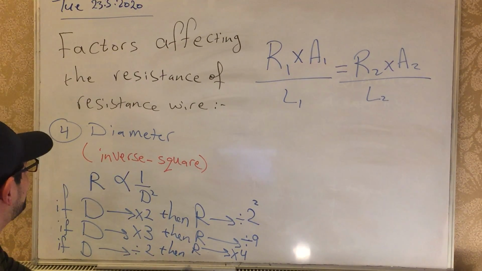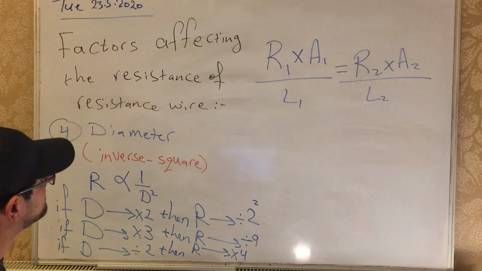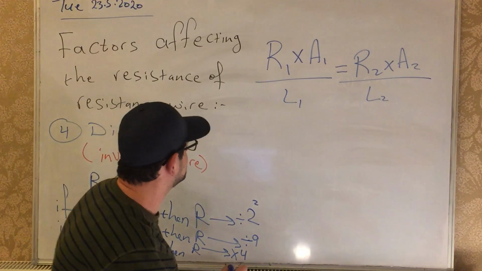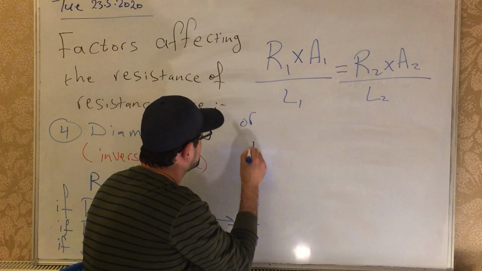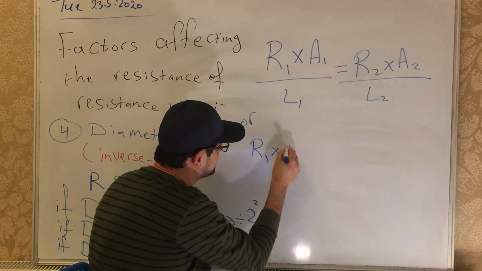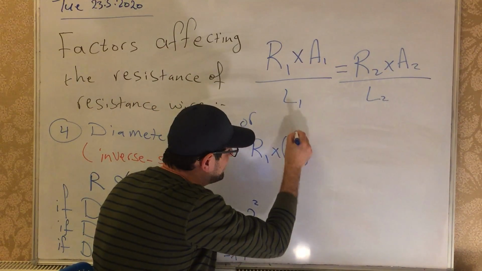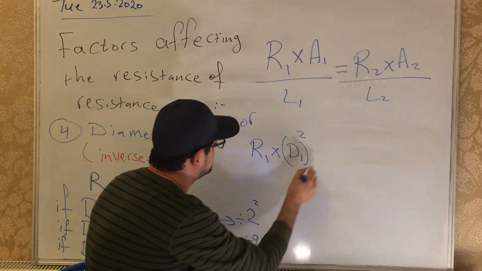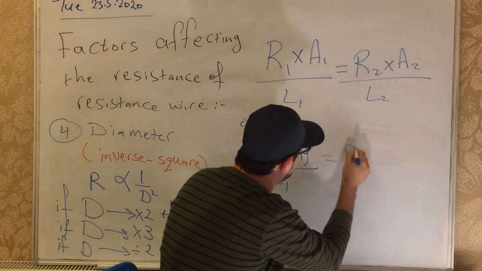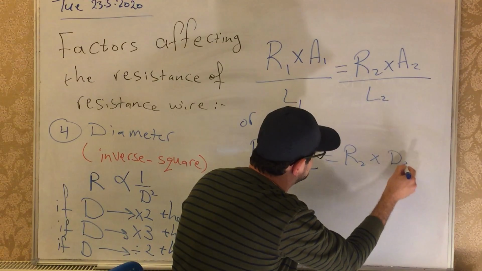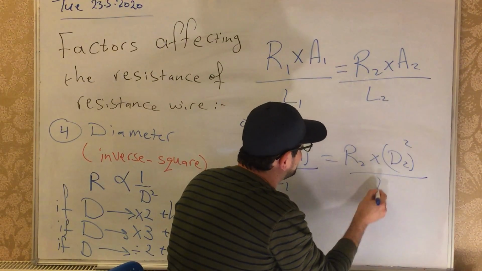What if we are given the diameter? Then the story changes: the resistance of the first wire times the first diameter squared, divided by L1, equals R2 times diameter 2 squared over length 2.